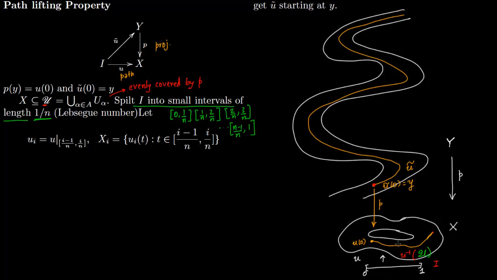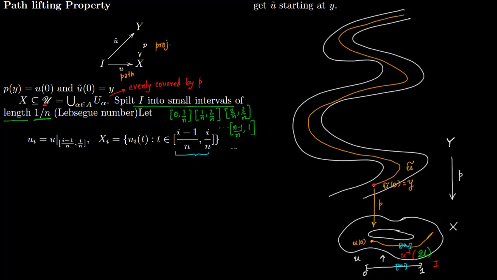Now say Ui corresponds to the ith part of the path, and Xi is precisely that Ui part. If t lies in the interval (i minus 1) by n, comma i by n, then corresponding to this you have Ui of t. This is how you choose all the Xi's.